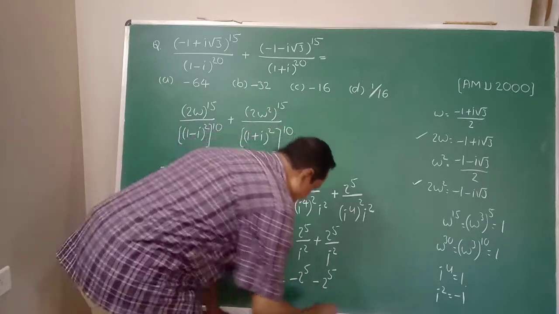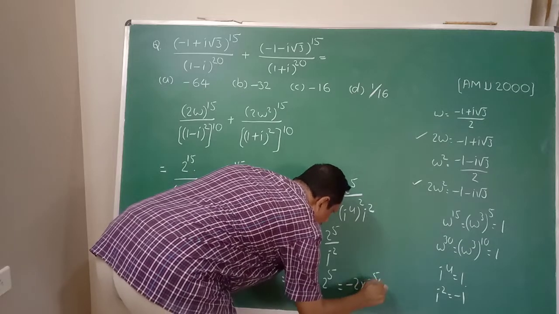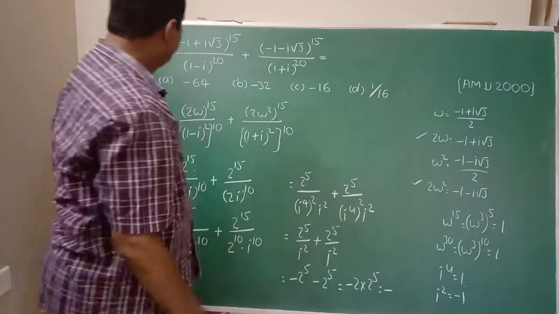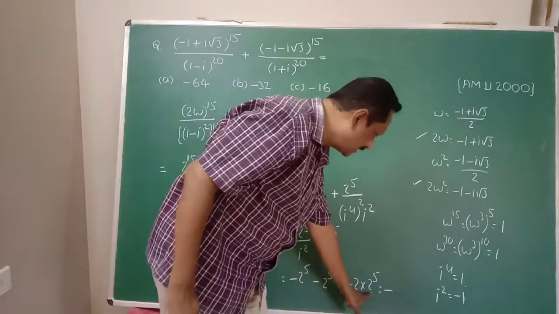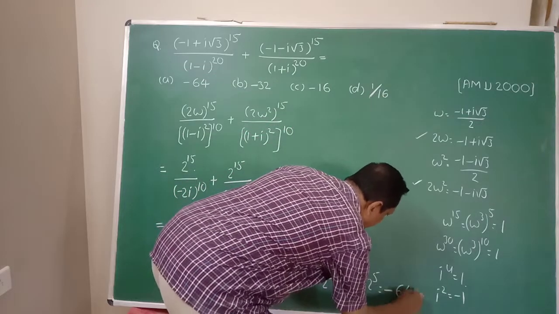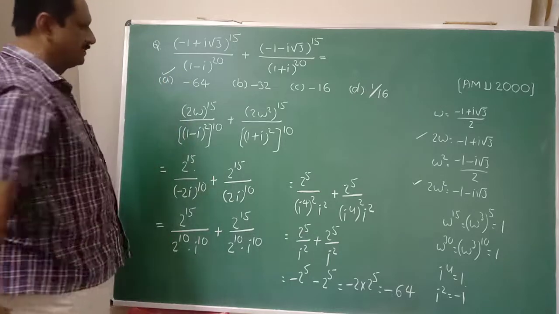Minus 2 raised to 5 minus 2 raised to 5 is minus 2 into 2 raised to 5. You know 2 raised to 5 is 32, and 32 into 2 becomes 64. So the answer is minus 64. The first option is correct: minus 64.